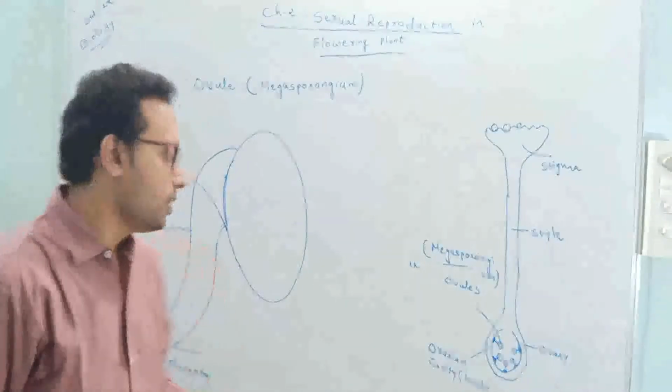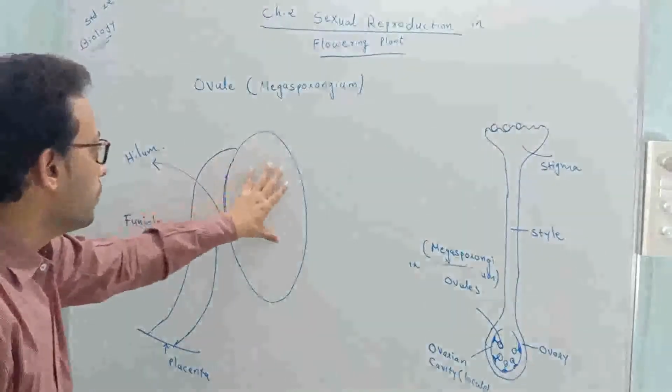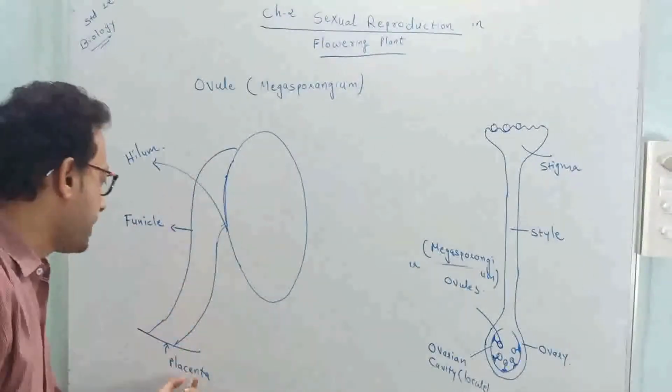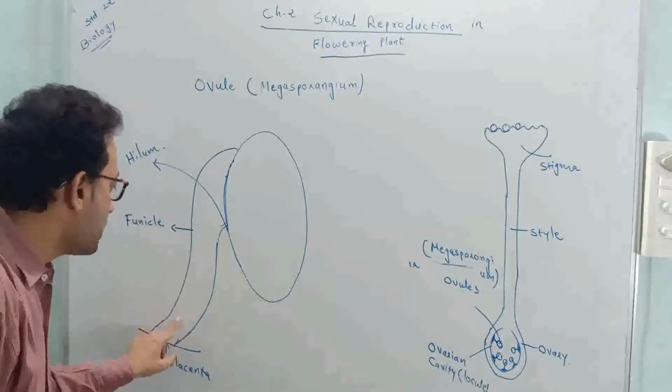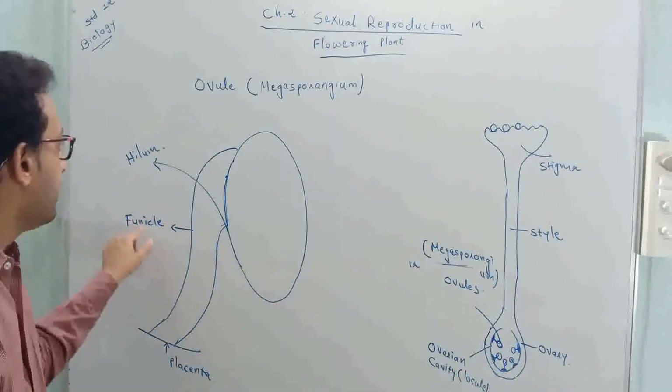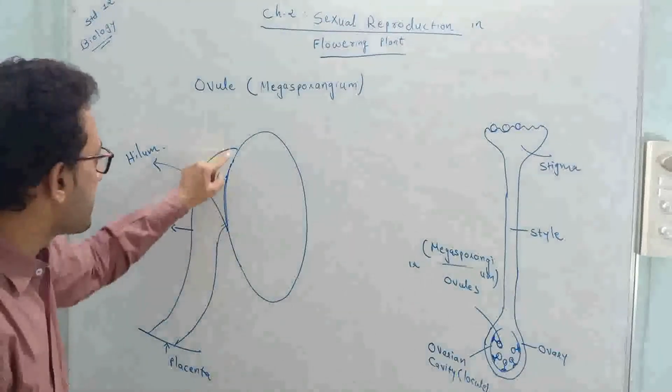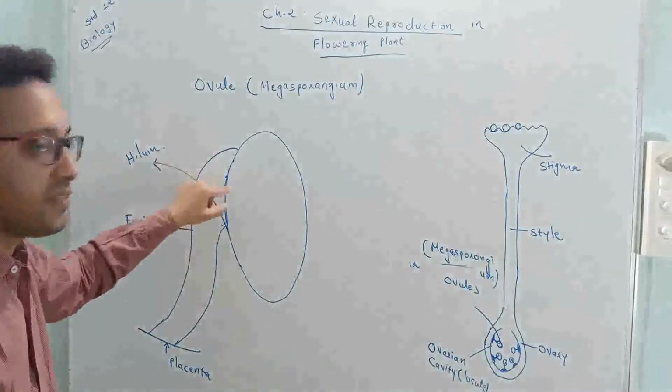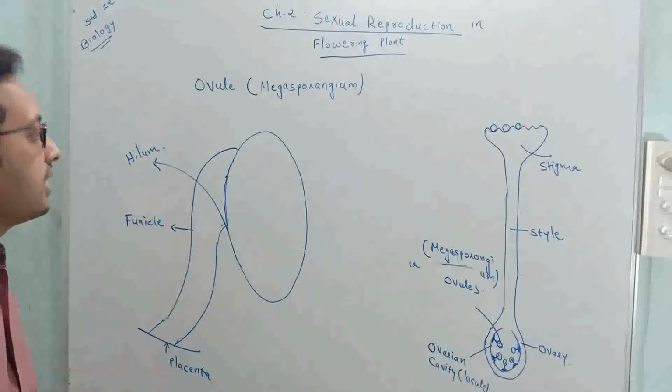Okay, students. So here it is an ovule. Ovule is attached to a placenta by a stalk. This stalk is called funicle. Funicle is attached to the ovule in a certain region of the ovule. The region where it attaches is called hilum.